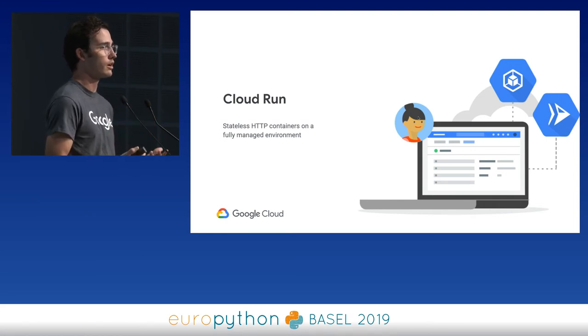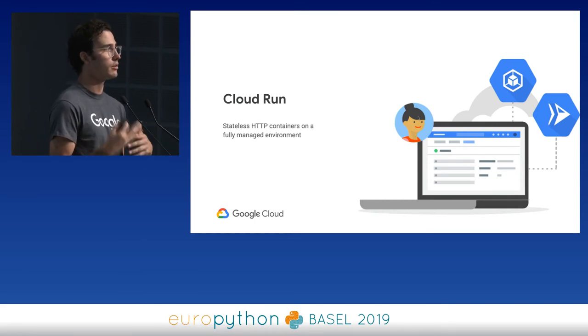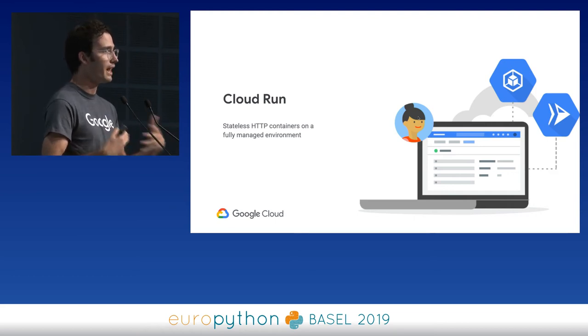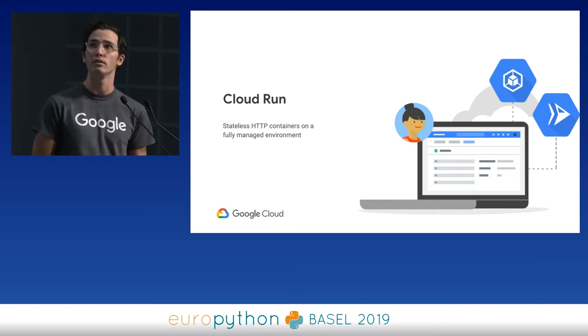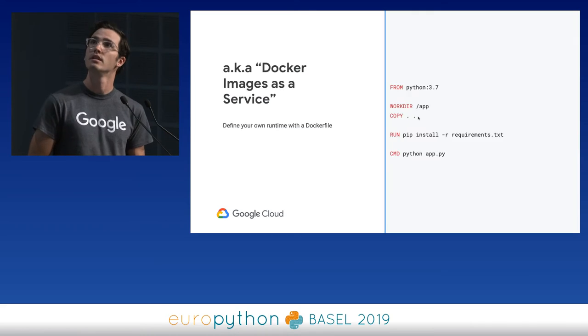So you define a Dockerfile, you build a Docker container, or we could build it for you, and then you deploy it. And as long as it listens on the port that we ask it to listen on and sets up a web server that can respond to traffic, you can do anything you want. You can install anything you want. Anything that is a valid Docker container can be deployed to Cloud Run. And it's really powerful because it really lets you do anything, and you can inherit from any image on Docker Hub. Anything that you want to do, totally stateless HTTP containers.